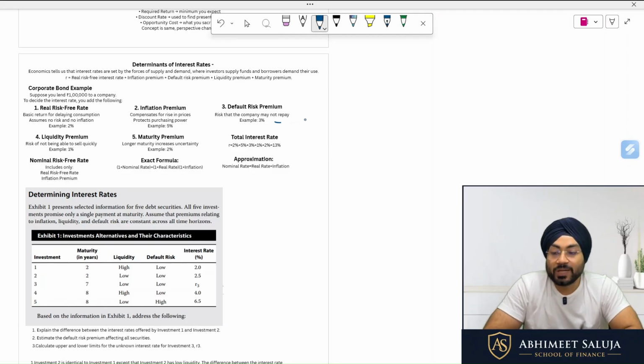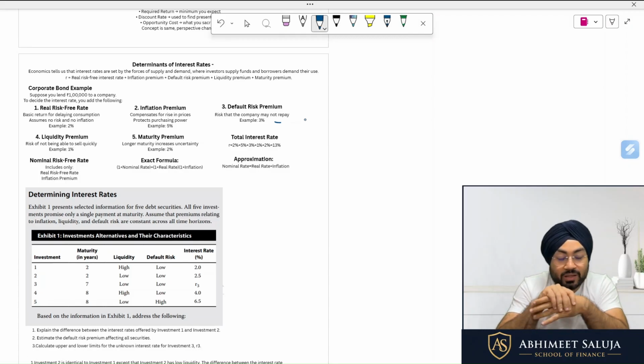Now we move ahead to determinants of interest rate. How do we determine the interest rate in an economy? Now interest rate is denoted by R. You know that interest rate can be viewed as a factor of supply and demand. All right, supply and demand plays a huge role when deciding the interest rates. If demand for money is more and supply is less, then interest rate would be higher.